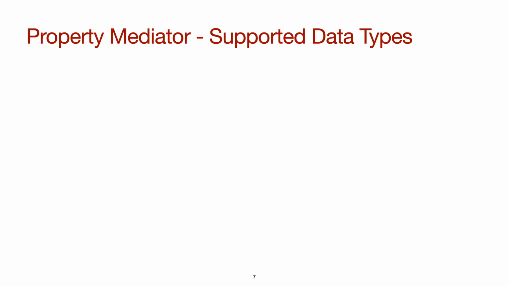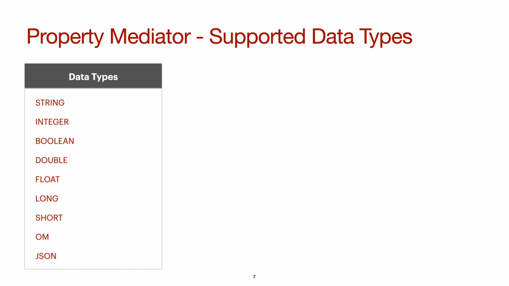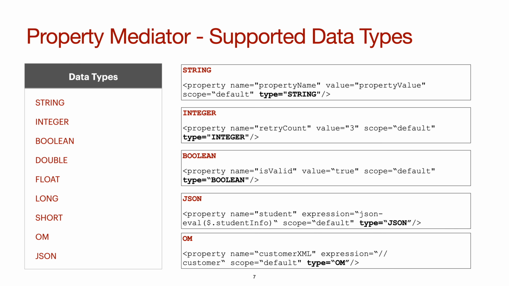Now let's see some of the data types that are supported by WSO2 MI. We have string, integer, boolean, double, float, long, short, OM and JSON data types. Here are some of the syntaxes that show how these data types can be used while we declare a property.